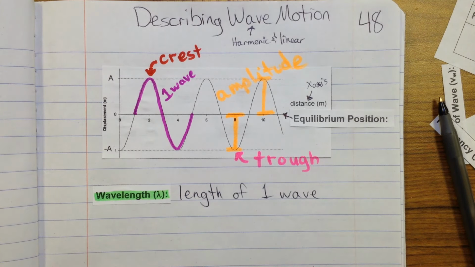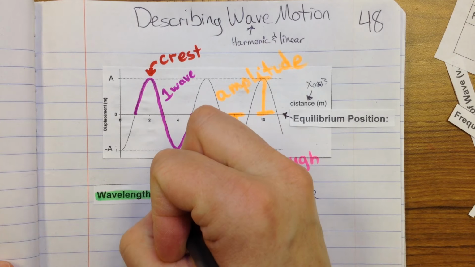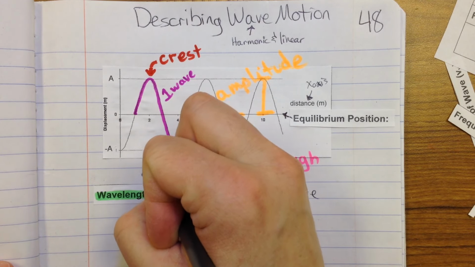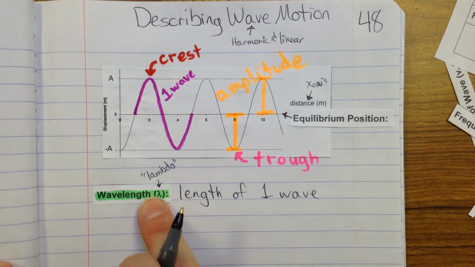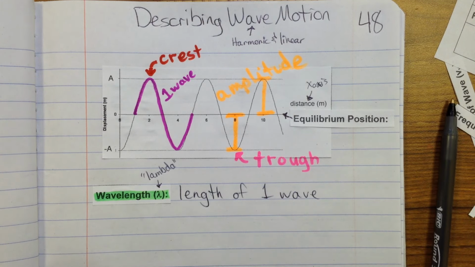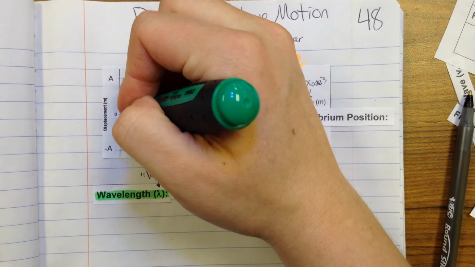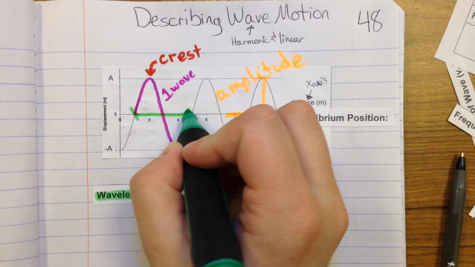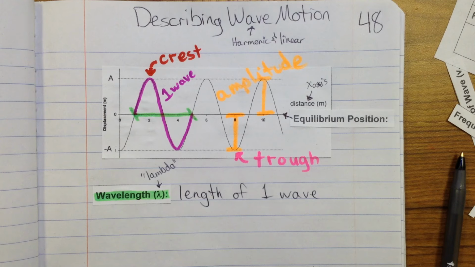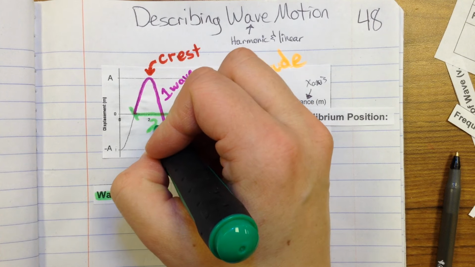Now, if you look carefully, there's a funky symbol here. That is not from our alphabet. That's from the Greek alphabet. It's called lambda. That little symbol represents wavelength, the length of one wave. So, looking at our purple wave that we've highlighted, if you measure from where you start to where you end, that is the wavelength. Go ahead and put a little lambda right there.